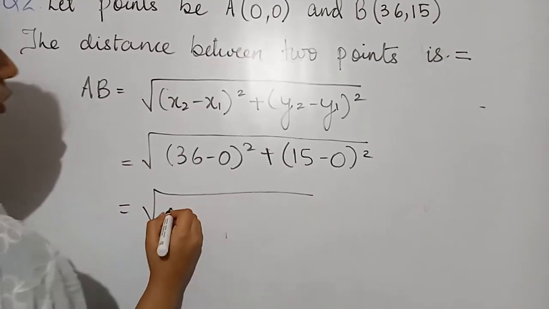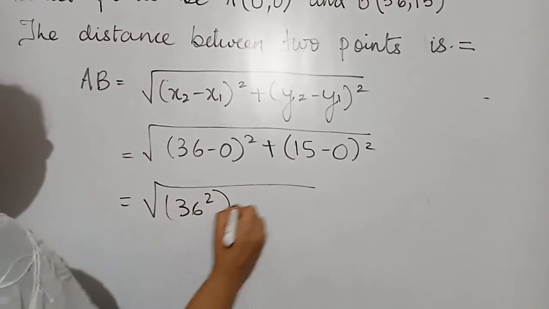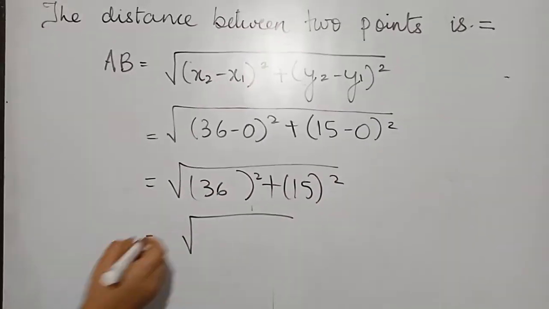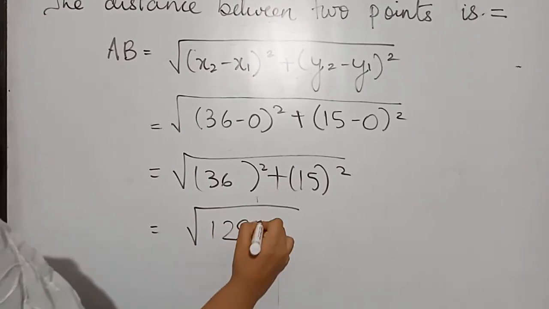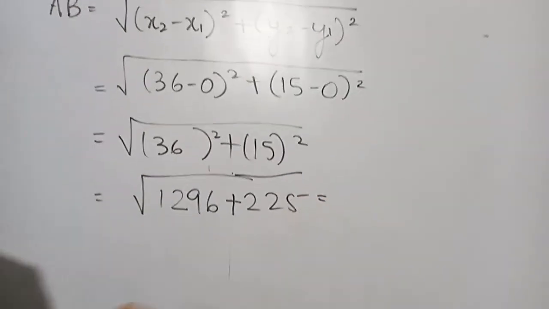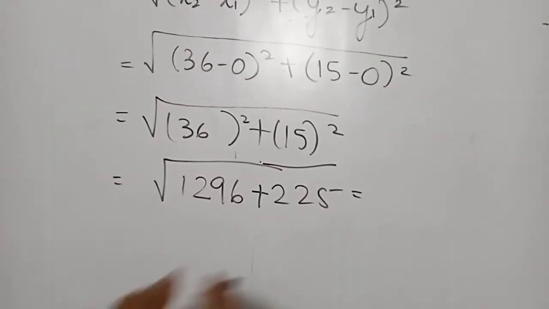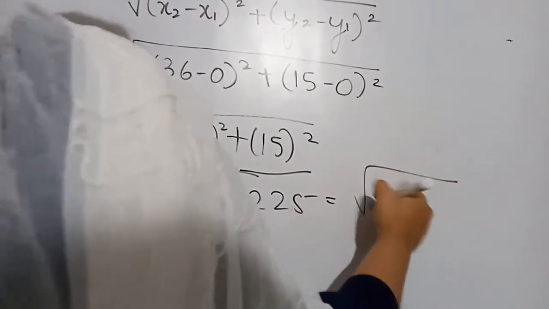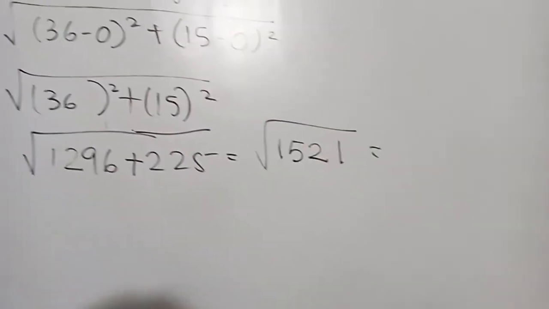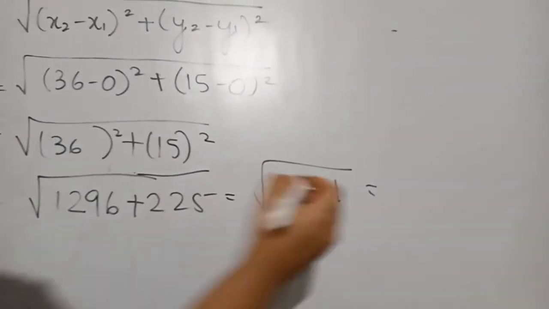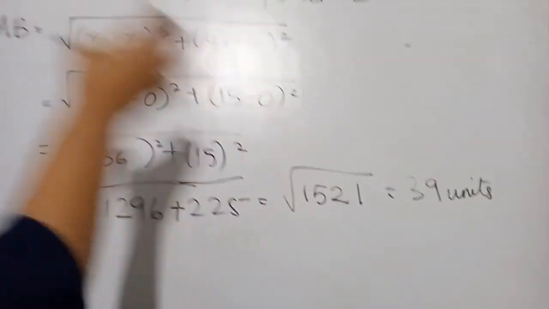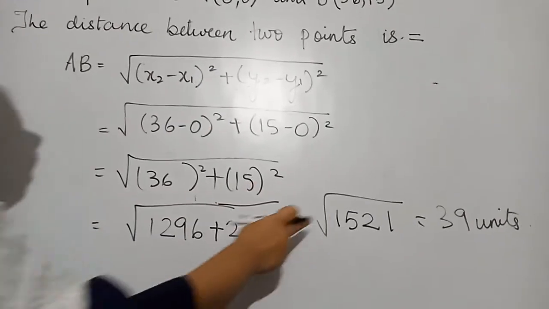We get the whole under root of 36 square plus 15 square, which is equal to the whole under root of 36 square is 1296 plus 15 square is 225, which will give you 1521. If you add these two numbers, you will get the whole under root of 1521. Now the square root of 1521 is what? 39 units.